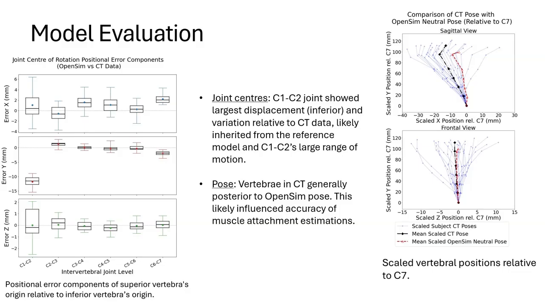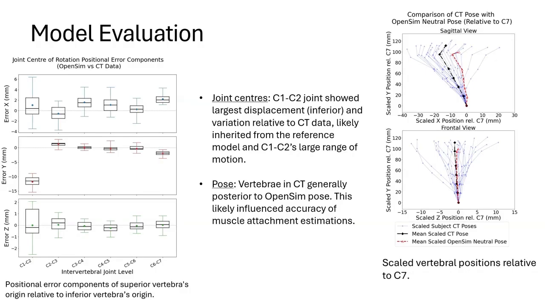The next step was to evaluate the accuracy of the model. The position of the joint centers of rotation was evaluated by forcing the subject-specific OpenSim models into the pose of the subjects when the CT scan was taken, and then comparing the positional differences between adjacent vertebrae for the CT data and the OpenSim models. You can see the results of this on the left here.